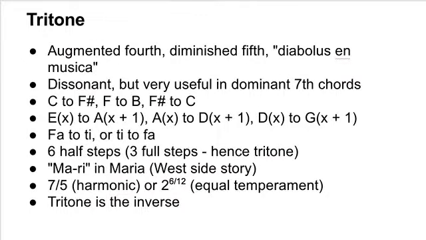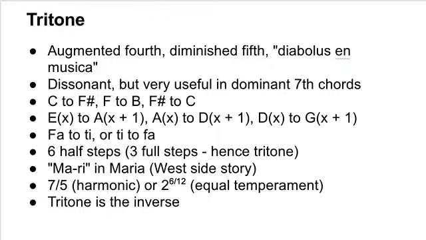The next interval is a tritone. There are lots of different names for a tritone. An augmented fourth or a diminished fifth. How could it be a fourth and a fifth? Well, it depends on how it's spelled. And again, musicians are weird. Some chords can be spelled multiple ways, and depending on how the interval is spelled, it would be considered an augmented fourth in one way, and a diminished fifth in the other.